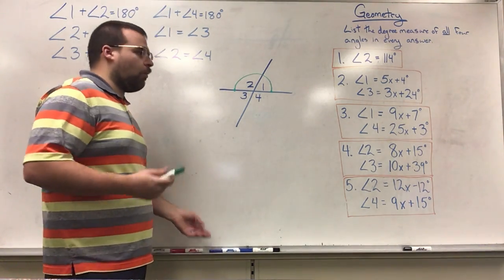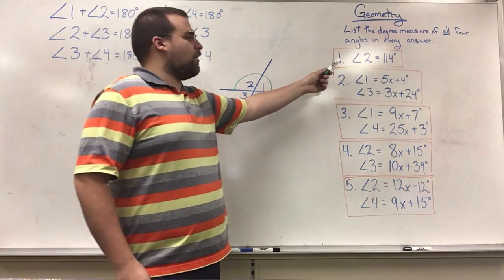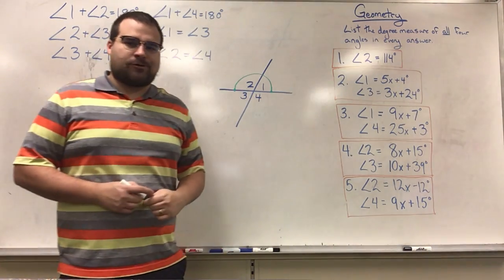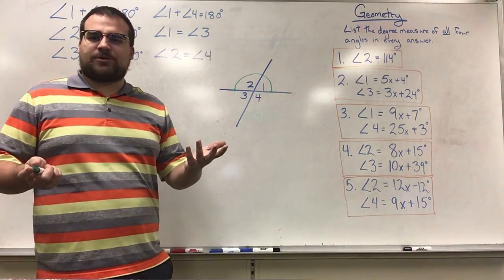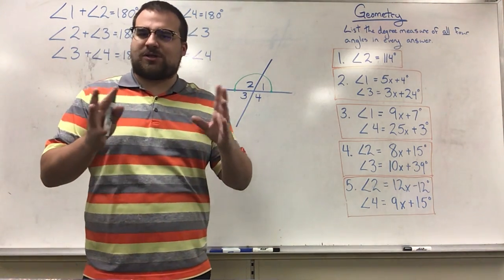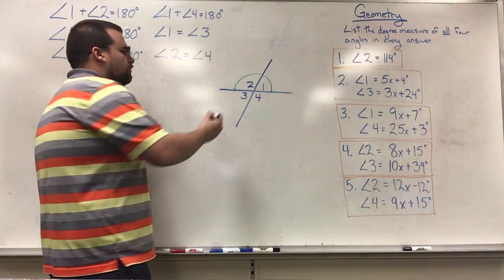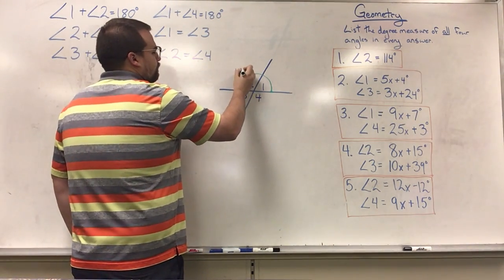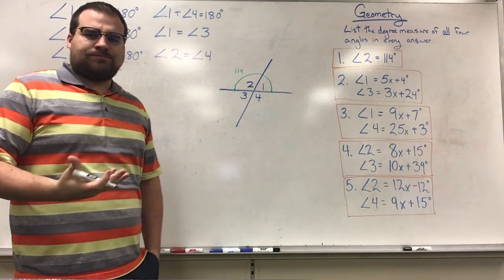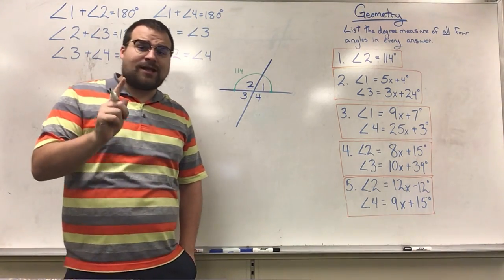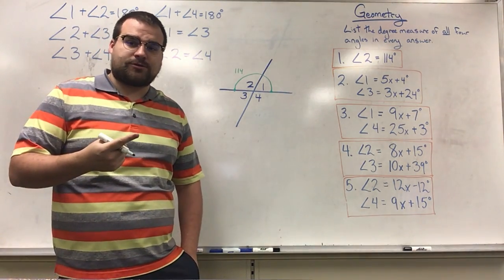Let's talk about problem 1 first. Well, problem 1 says angle 2 is 114 degrees. So this is pretty standard information. We don't have x's, we don't have anything like that. We just know one piece of information. Angle 2 is 114. Now here's the deal. By knowing one angle, we can figure out all the others.